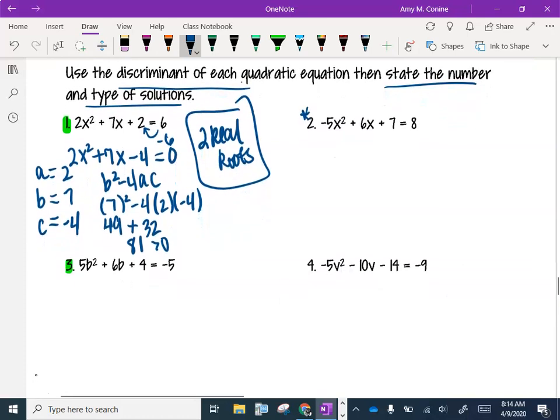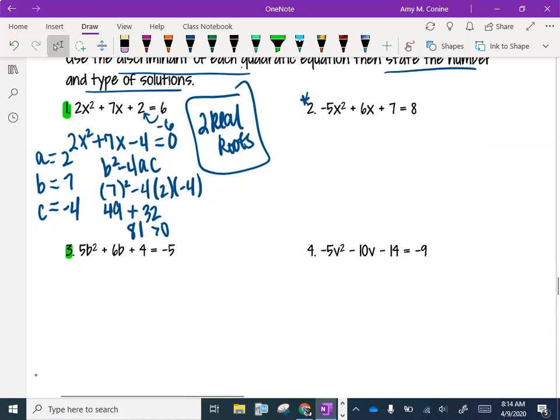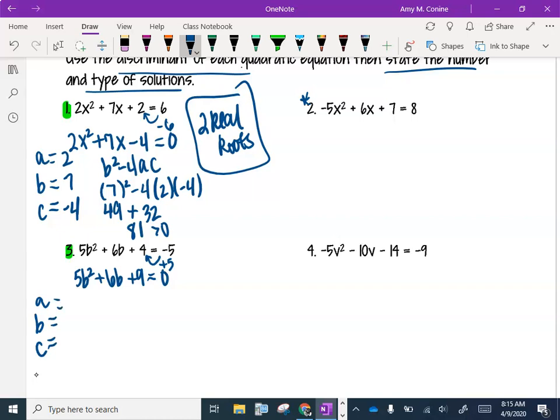So for 3, same thing. We're going to move that 5 over and add it. So 5b squared plus 6b plus 9 equals 0. We're not trying to find our roots, we're trying to identify how many we're going to have. So 5, 6, and then we have a 9. So b squared minus 4ac, that's our discriminant. So 6 is b, a is 5, and c is 9.